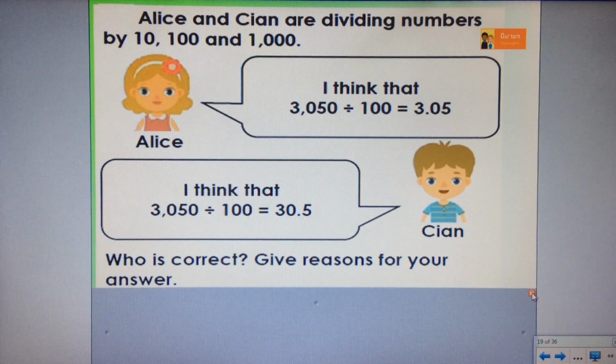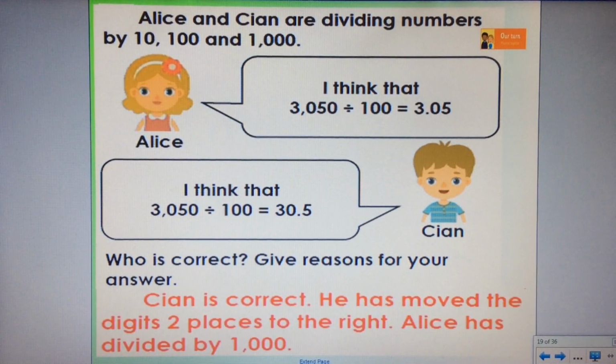Welcome back. So when you work it out yourself, you can see that Kian is correct, but that's not enough as our answer. We need to say that Kian is correct and explain it a little bit. He is correct because he has moved the digits 2 places to the right. Alice, and this is where we prove that we know what we're talking about, Alice has divided by 1000. She has moved the digits 3 places. So we can show that in our answer by explaining what Alice did wrong.